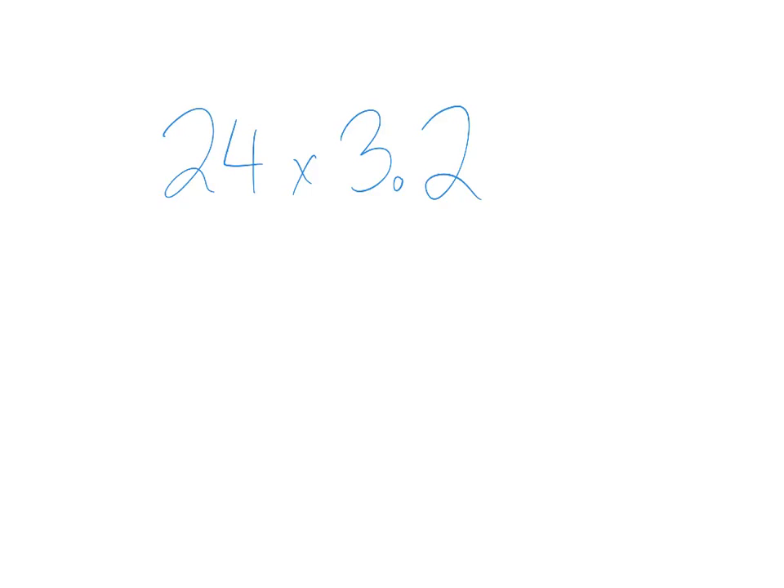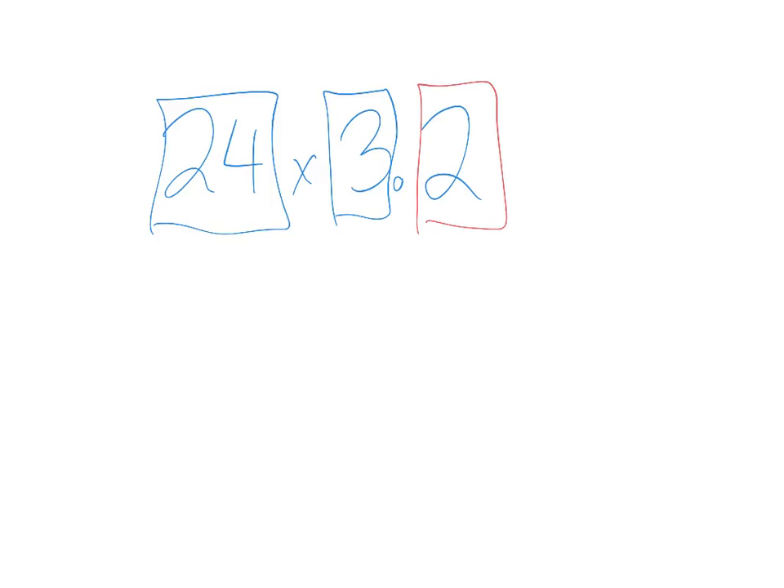With this number, 24 is a whole number, the 3 is a whole number, but our 2 here is part of a whole because it's after the decimal. It stands for 2 parts of 10. So what we are going to do then is we're going to see how to multiply these two numbers.